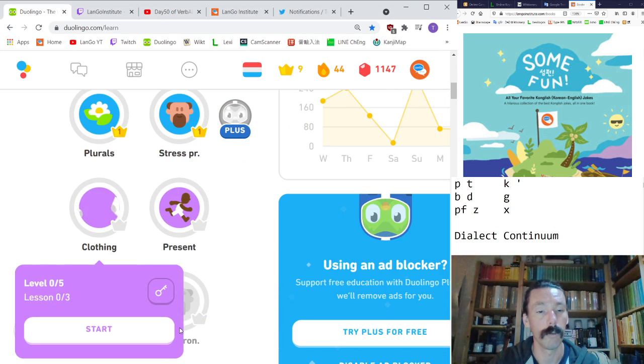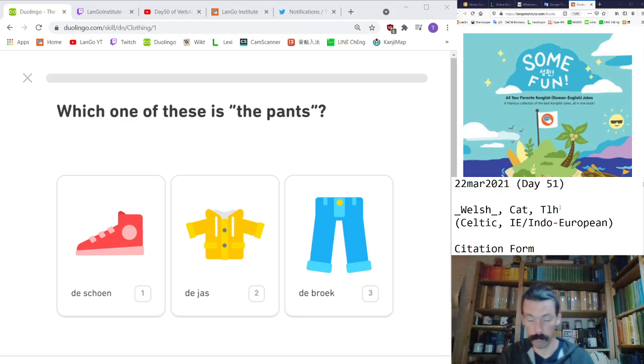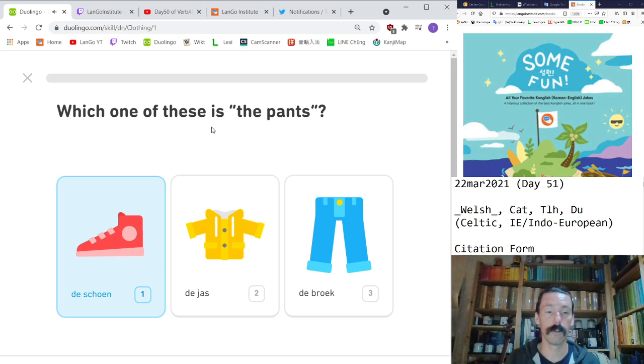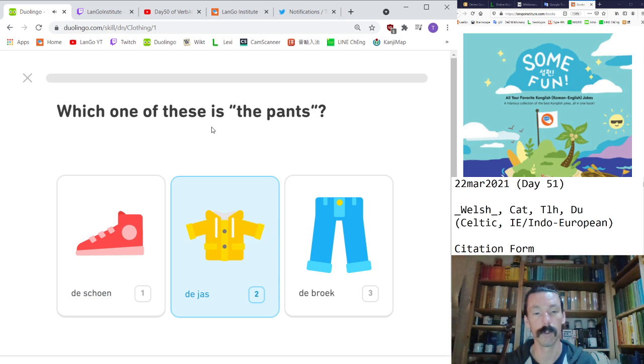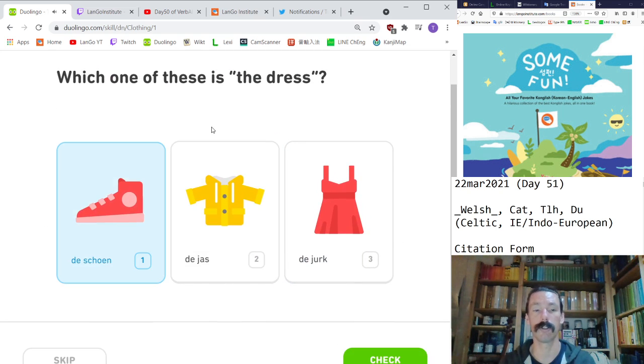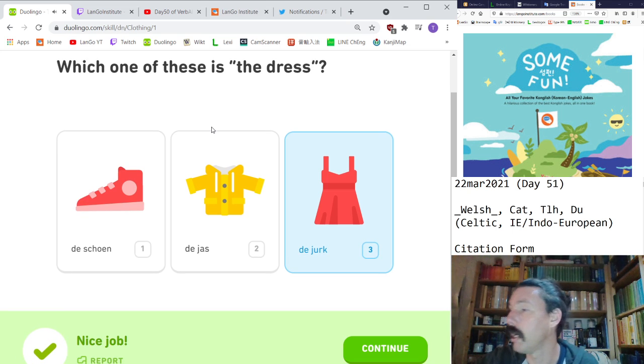So Dutch clothing we're doing. And let's add it to our list for today. Duits. Hollands. Nederlands would be the name of the language. Which one of these is the pants? De schoen. The schoen. So SCH. Spelling is just like German, but it's a sequence. De schoen. Two fricatives together, which is pretty cool. De jas. De broek. Broek. I think that would be related to our word breeches. The dress. De jurk. So one thing I'm still trying to get a handle on.